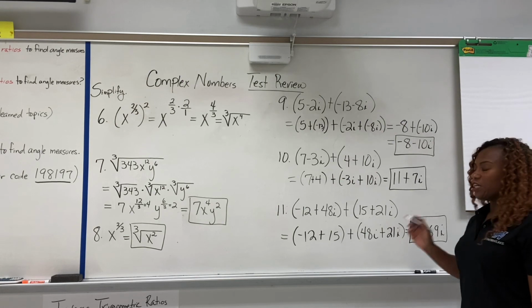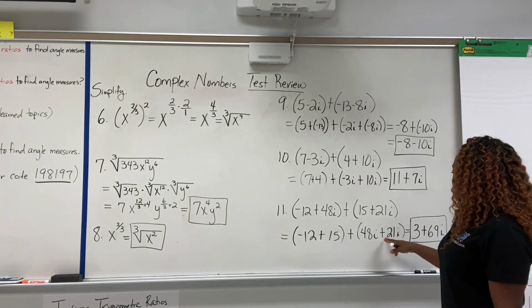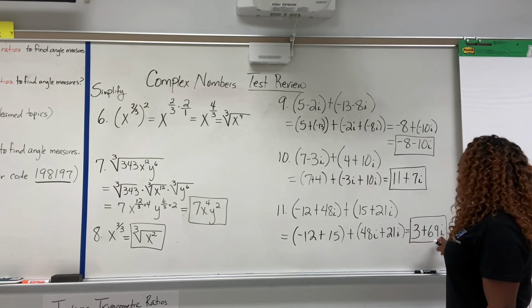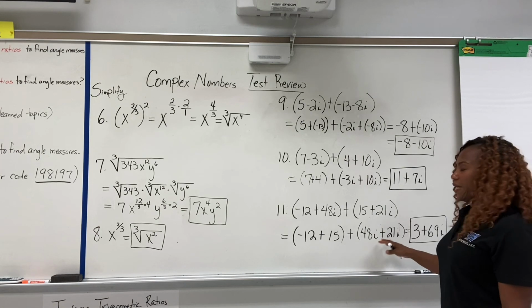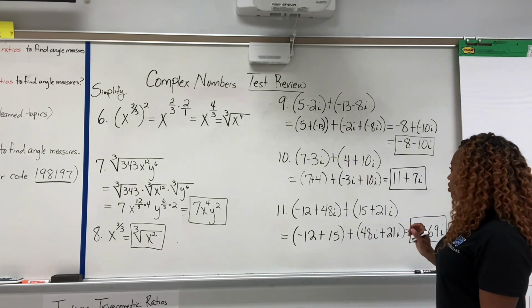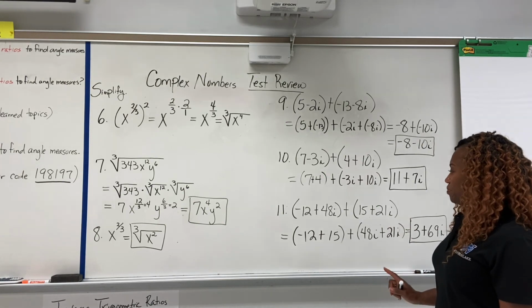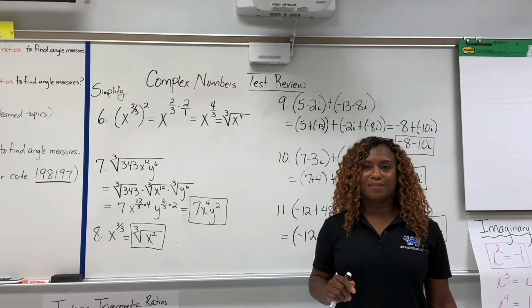Now what I want you to be careful and wary of is that, notice I've got these i's. This doesn't become i squared. It only becomes i squared if you're multiplying them. If you're adding them, it's just the imaginary number i. So there's the answer for number 6 through 11. And then we're gonna look at subtracting, multiplying, and dividing on the next part.